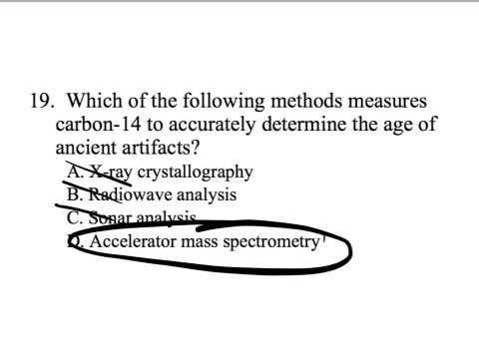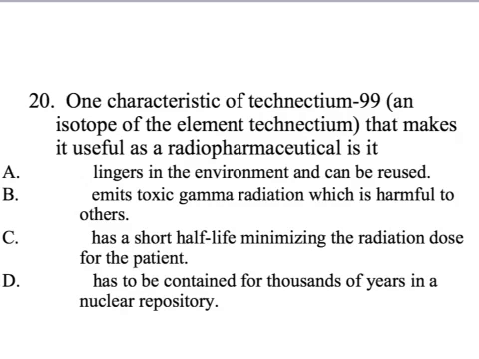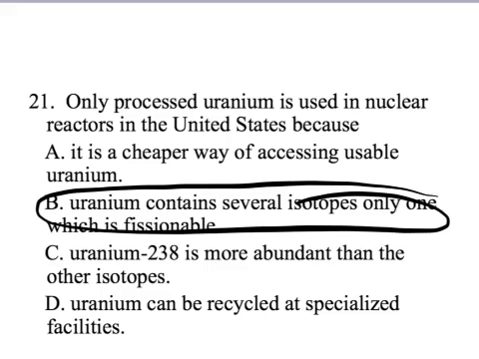One characteristic of technetium, an isotope of an element, technetium-99. Uranium is used in nuclear reactors in the United States because uranium contains several isotopes and only one of them is fissile, which means only one of them we can split to get the energy we need. Okay?